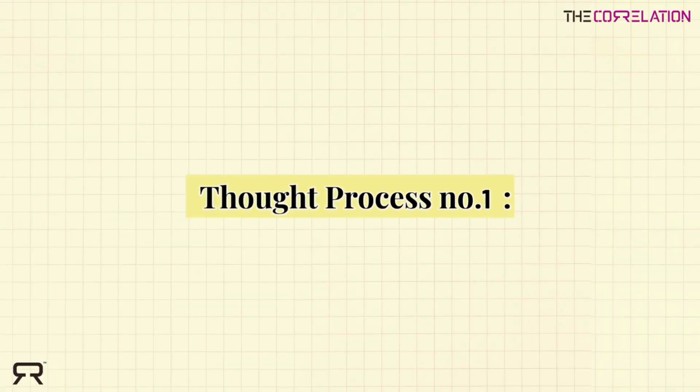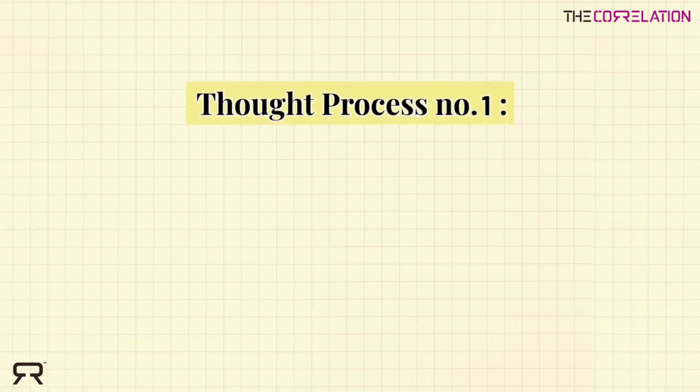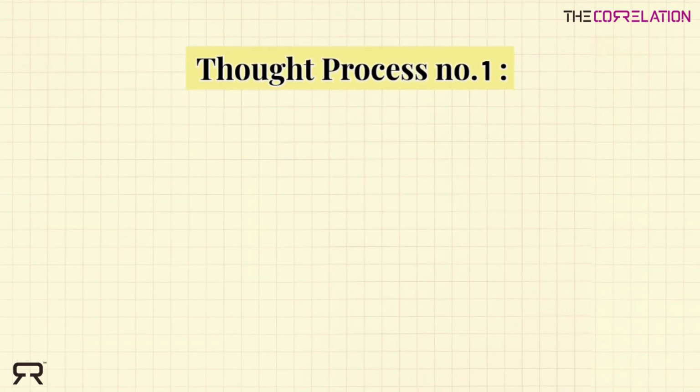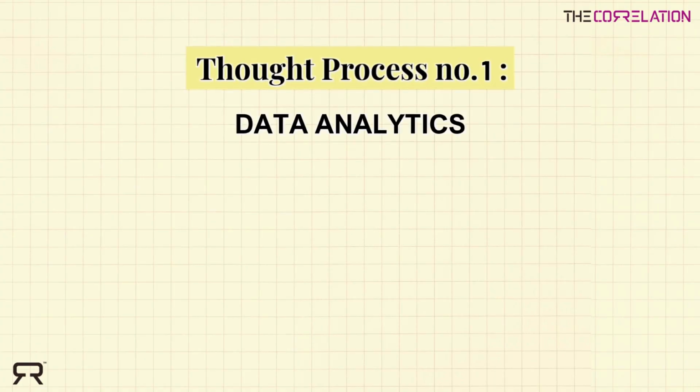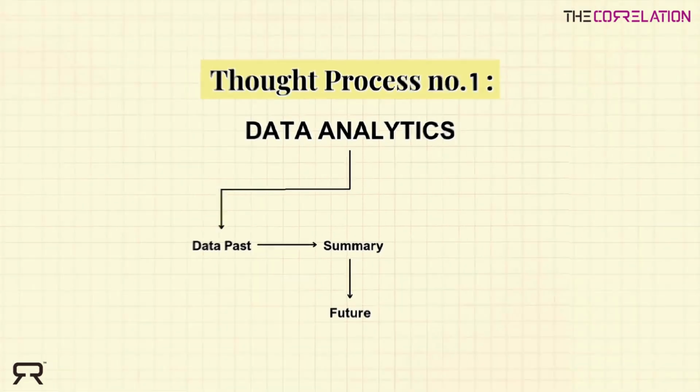Thought process number 1 is what we refer to as analytics. The analytical thought process. Usually people call it data analytics and we will use that name too. So data analytics, the analytical thought process has one primary objective. It talks about past and usually that data from the past is summarized. And this summary is then utilized to make decisions about the future. But it is largely a summary, a footprint kind of a situation.